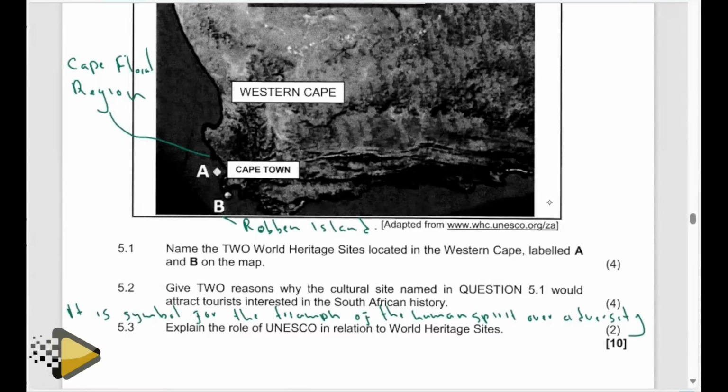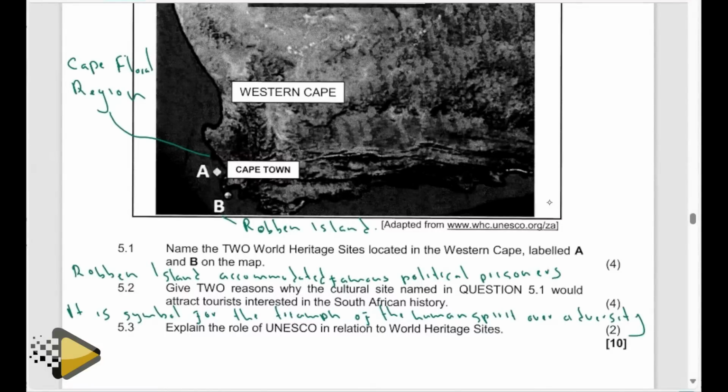Then in addition to that, Robben Island was a prison which housed several famous anti-apartheid politicians. So Robben Island accommodated famous political prisoners, prisoners such as Nelson Mandela. So it accommodated famous political prisoners.